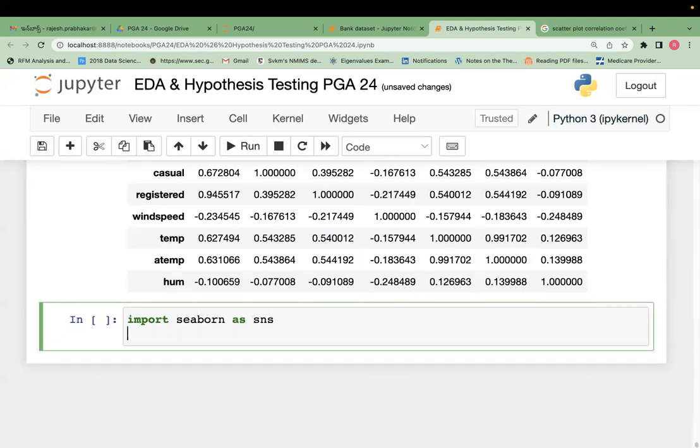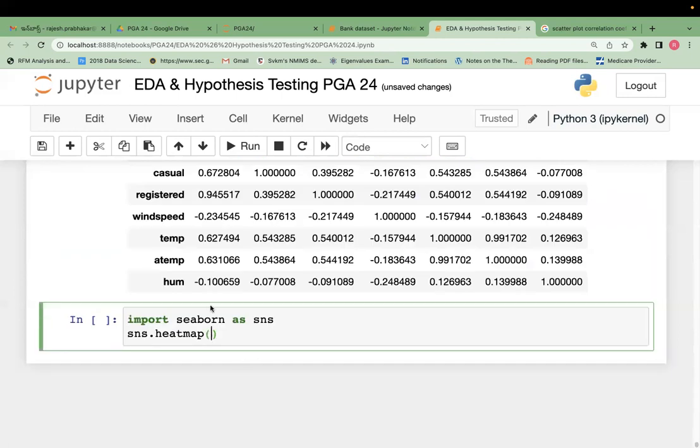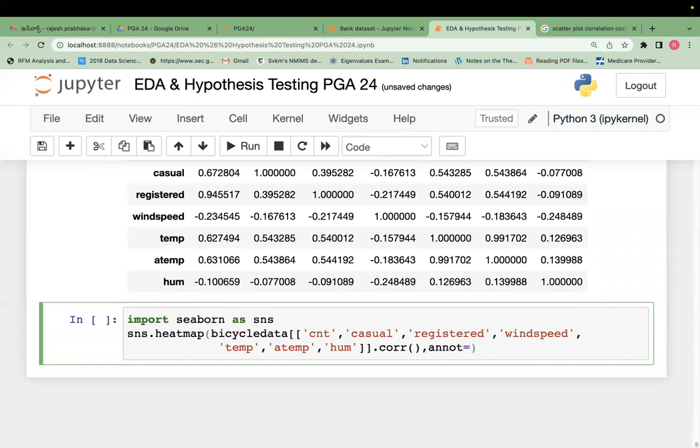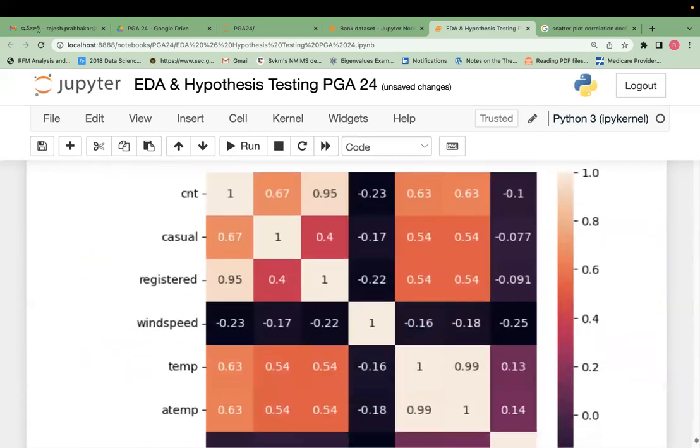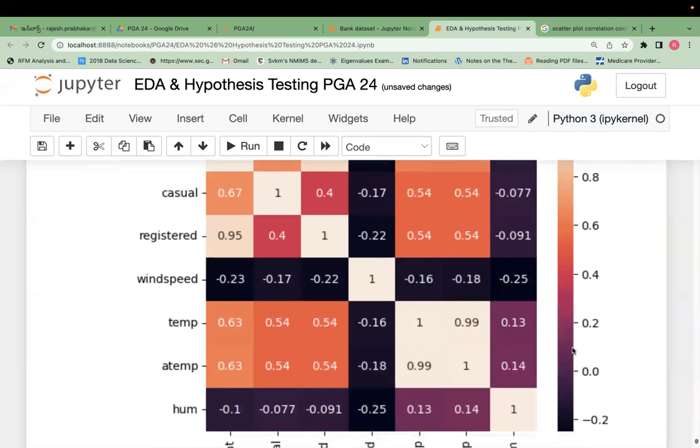Import seaborn as sns, sns.heatmap, comma, annot equal to True. Now you can see the color scaling. Lightish white color is 1, and darker colors are lower values. You can see the color scale, right? Dark to light. So this is light, right? Temp to atemp, a very strong relationship is there. Similarly, registered to casual is there. So this is very helpful.